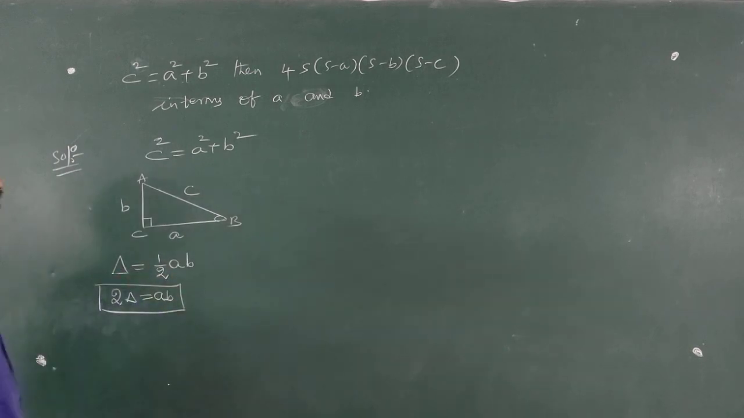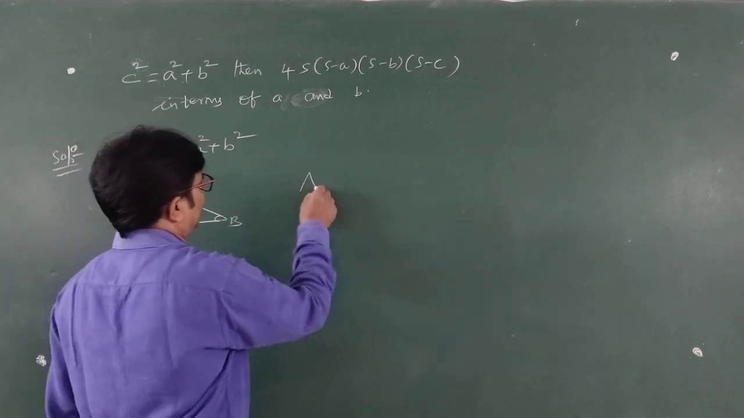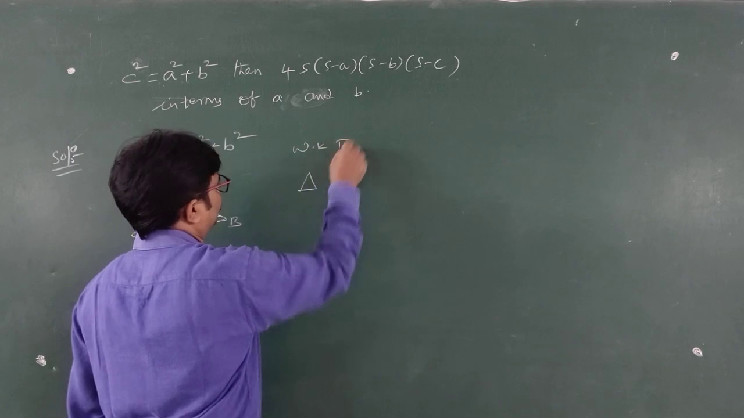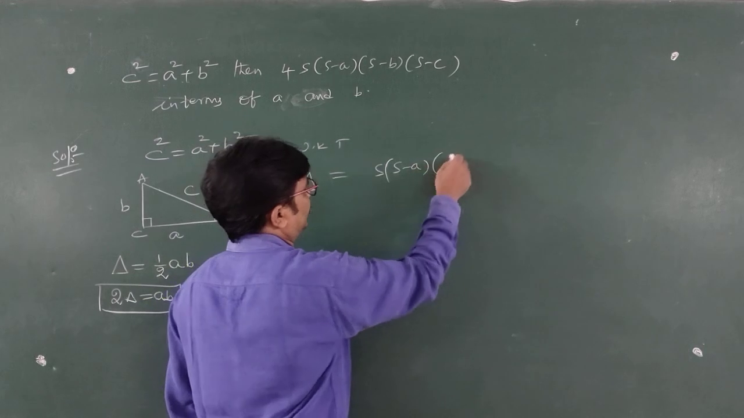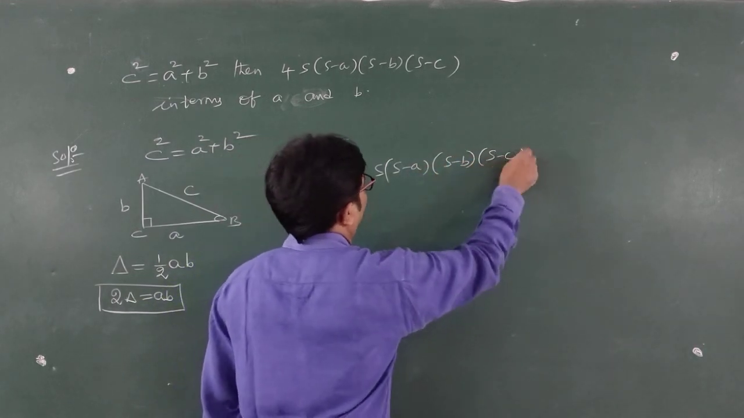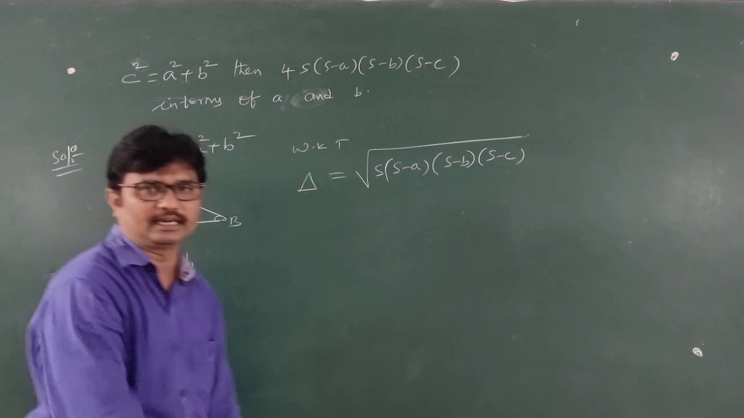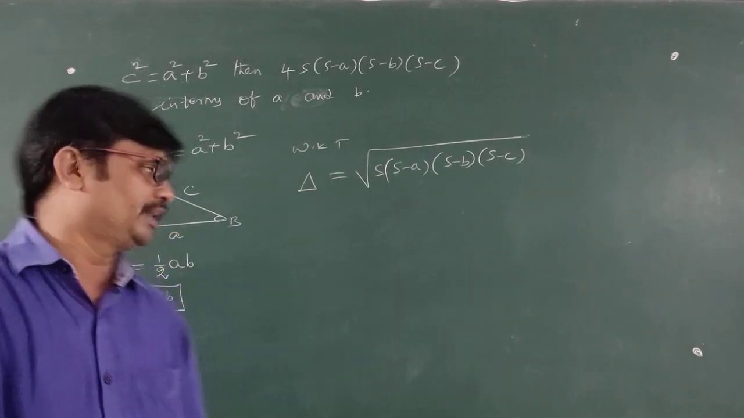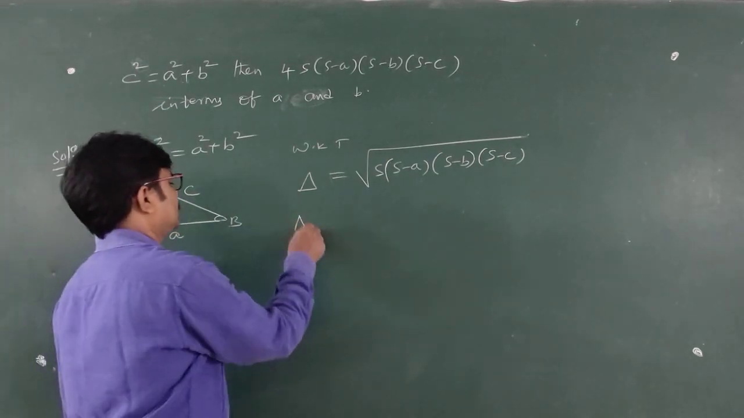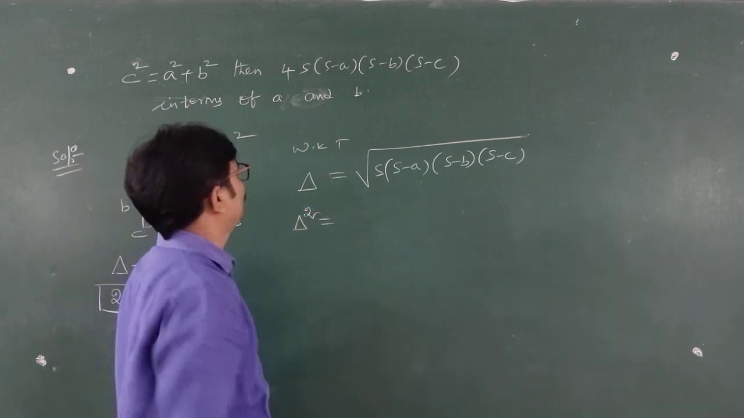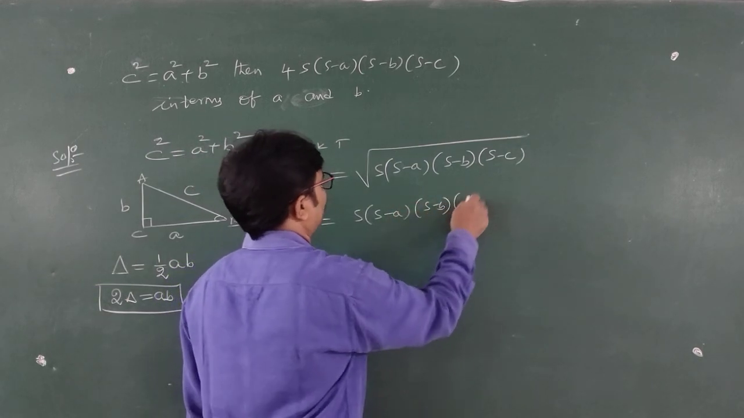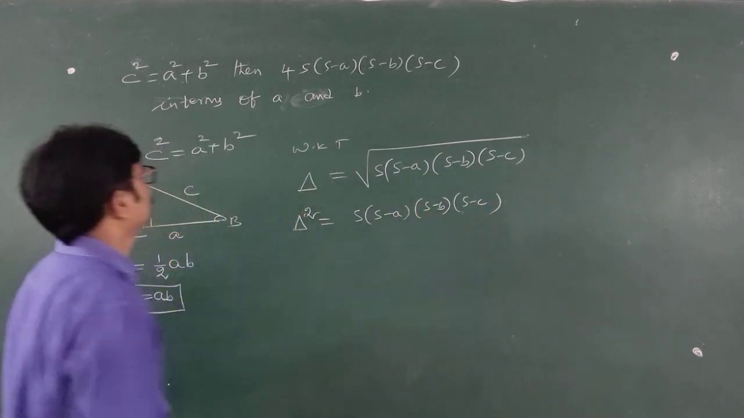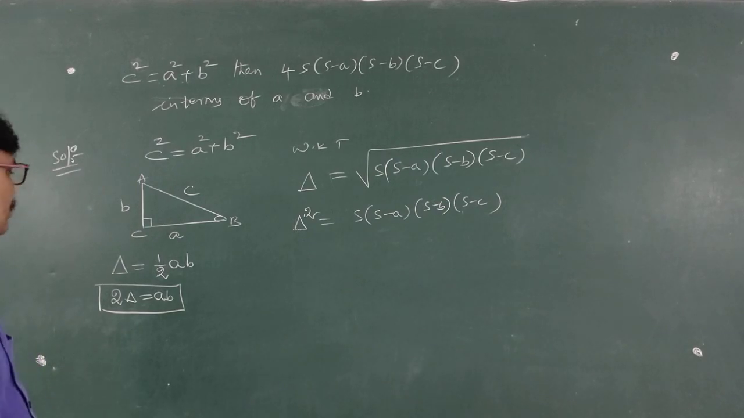Now, everybody knows that delta equals under root of s(s minus a)(s minus b)(s minus c). Squaring on both sides, delta square equals s(s minus a)(s minus b)(s minus c). Now we are taking this further.